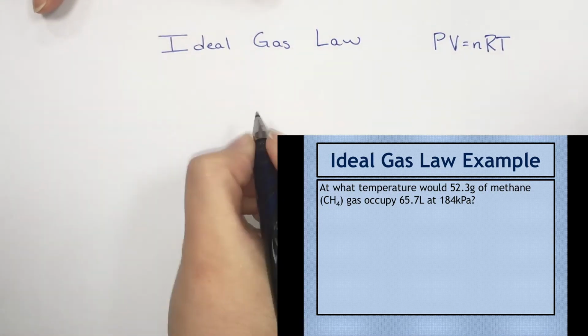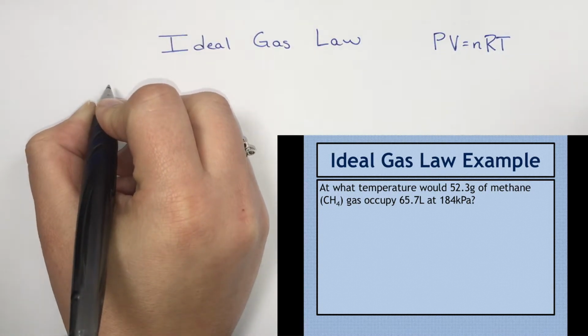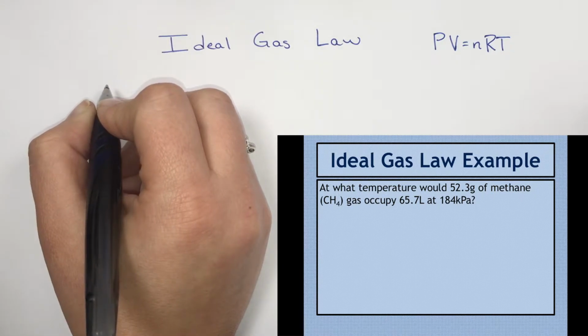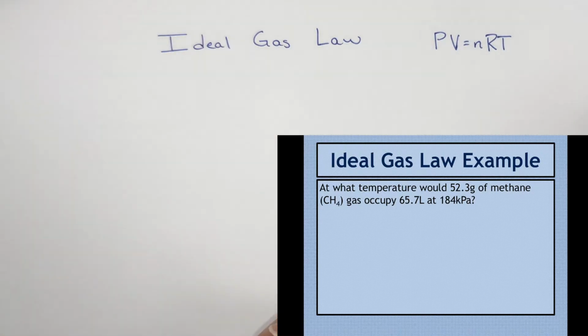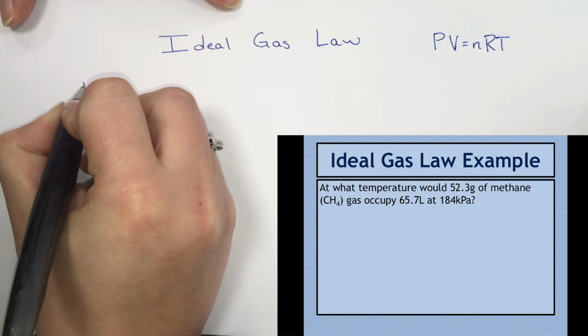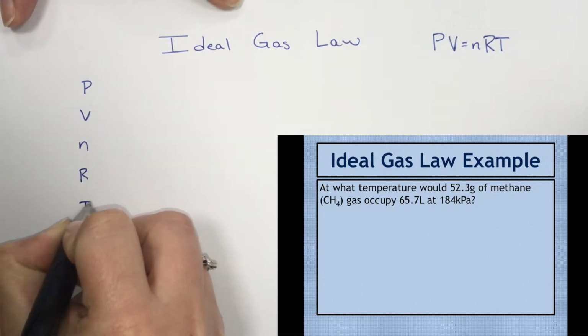So the question, again, is at what temperature would 52.3 grams of methane gas occupy 65.7 liters at 184 kilopascals? So we're going to actually have to convert a couple of things. Well, let's write down our variables first. So P, V, N, R, T.